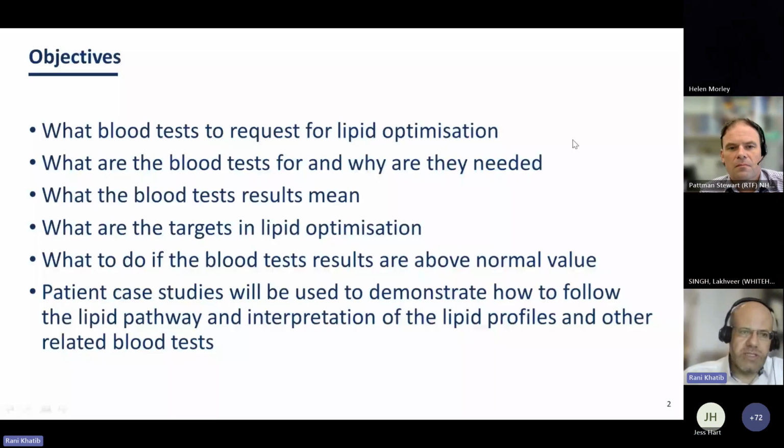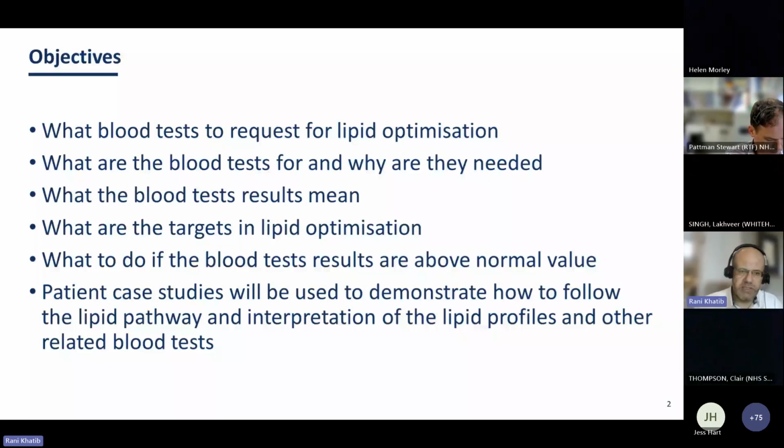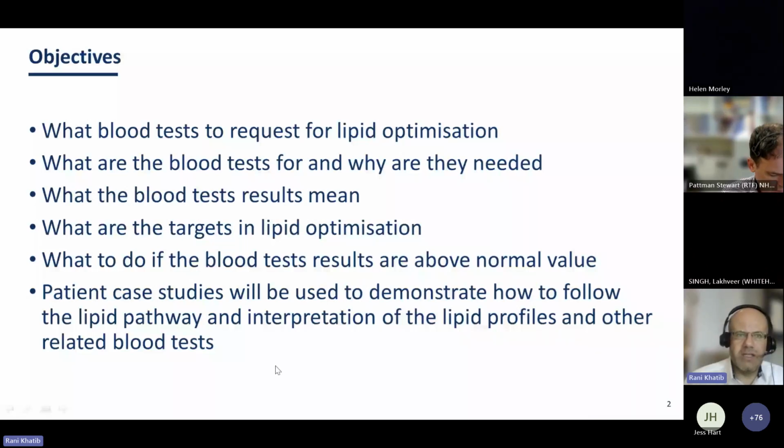These are the objectives for today. We're going to talk about the blood tests to request for lipid optimization. Why do we request them? Which one should we request? Why do we need them? What targets we should be aiming for in lipid optimization, and what to do if anything is abnormal. And we're going to look at a couple of case studies to discuss that.